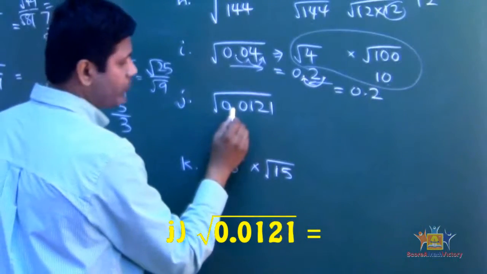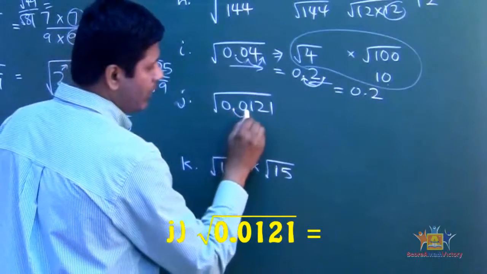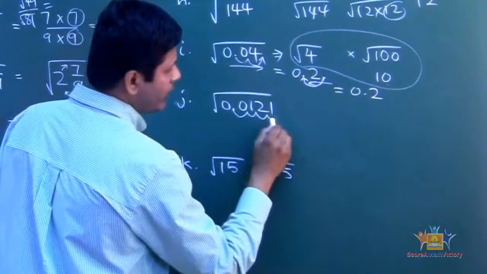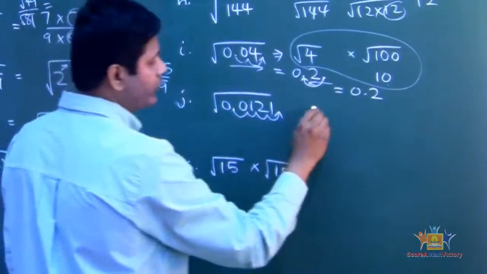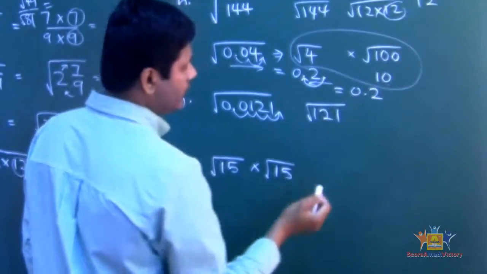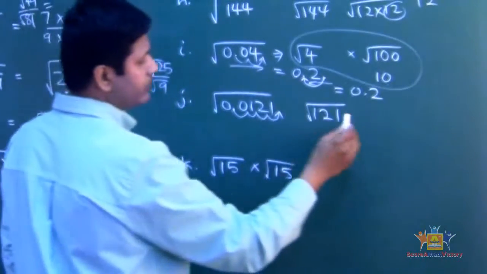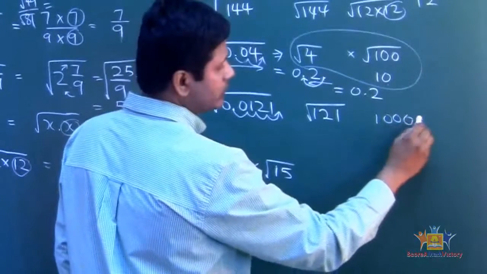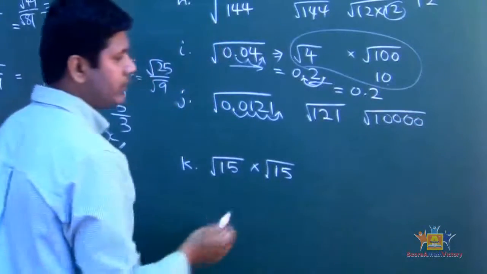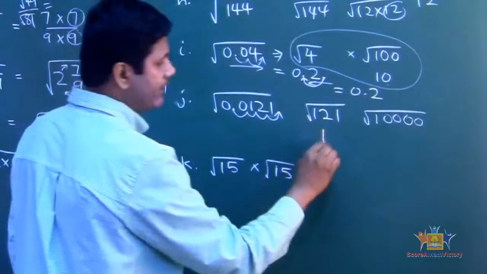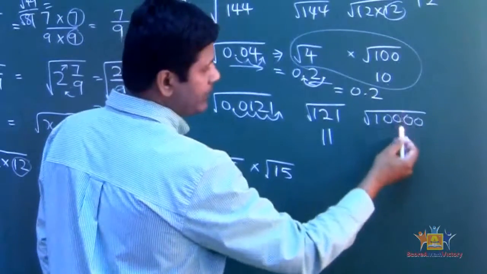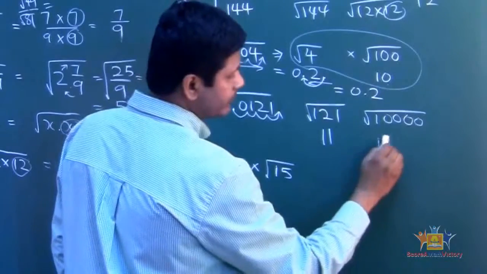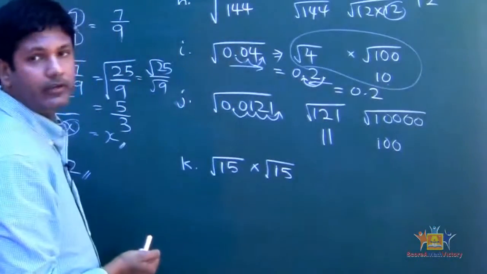Same thing. I'm going to move this decimal how many times? 1, 2, 3, 4. Until I come to a perfect square, which is 121. How many times did I move? 4 times. That means 4 zeros. I'm going to take a square root of that. What is the square root of 121? It's 11. What is the square root of 10,000? There are 4 zeros. I'm going to divide that into half, which would be 100. Square root of that is 100.